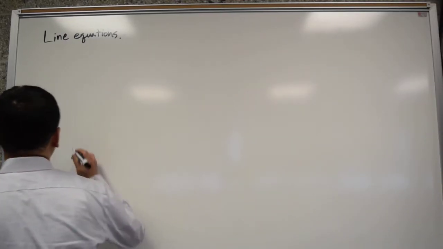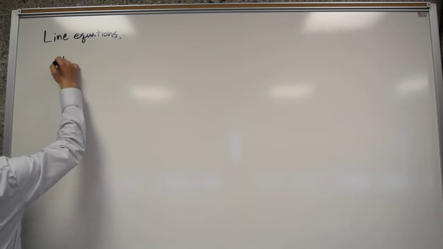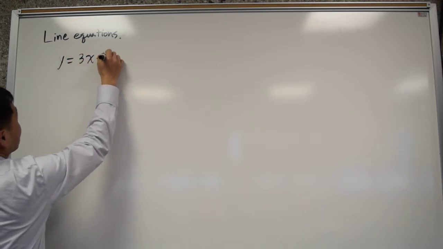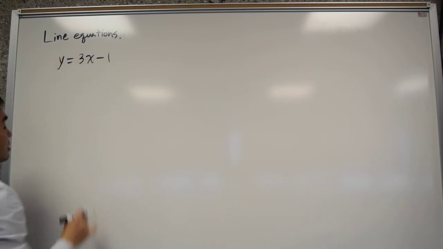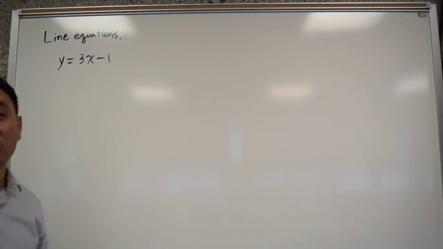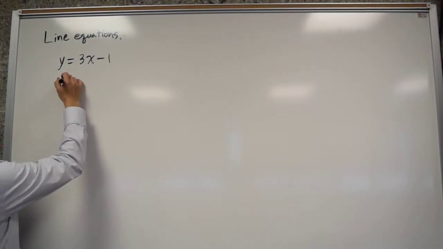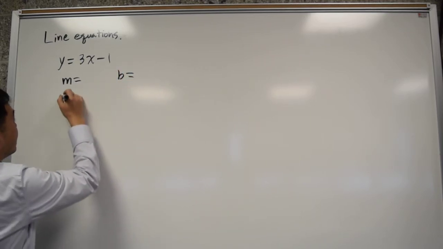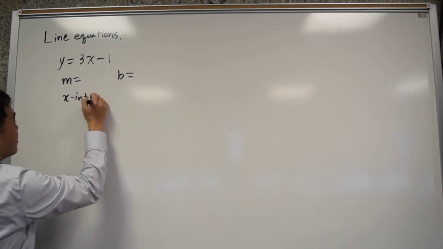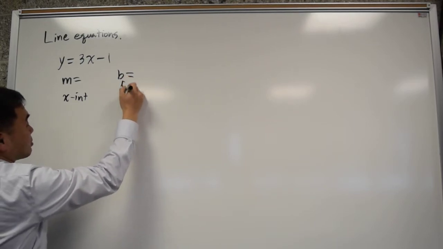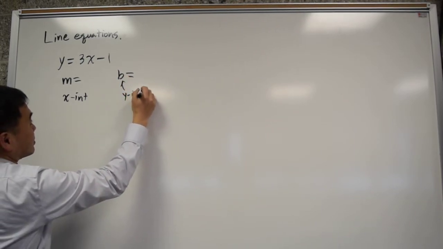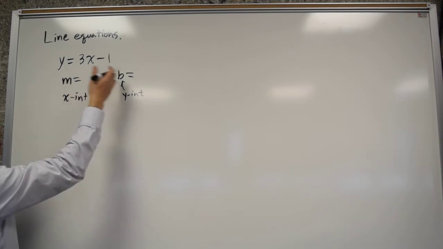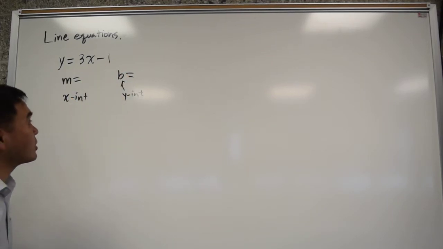Here are some examples. First is y equals 3x minus 1. And let's agree on the following. For all these questions, we want to find m and then b, x-intercept, and y-intercept. Well, that's the same as the y-intercept, right? So basically, we're trying to find three things and then graph.